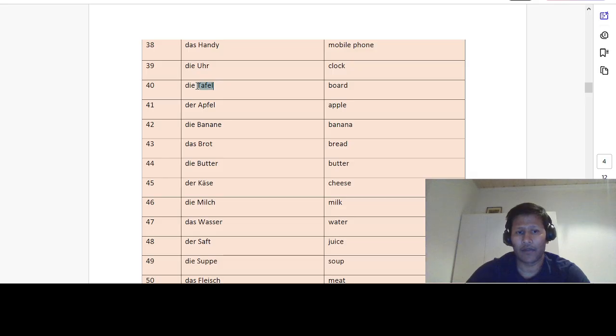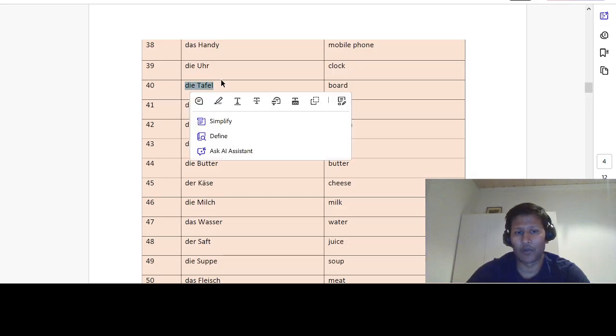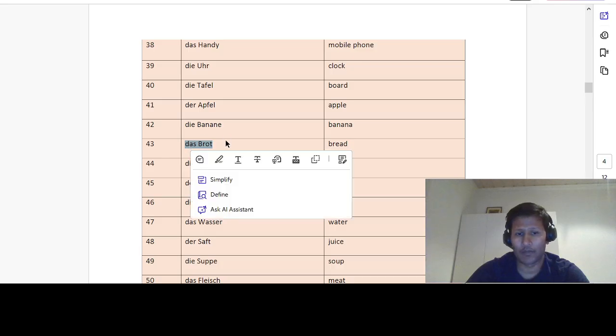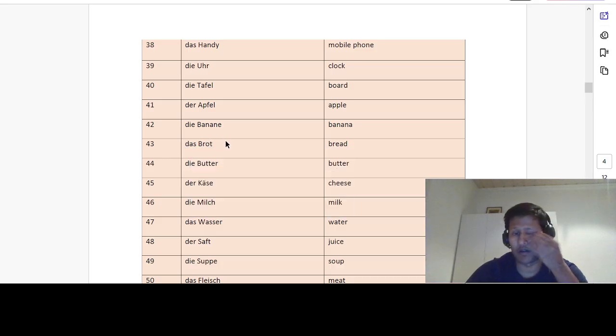And then we have die Tafel, board, where the teachers write, right? And then we have der Apfel, the apple. Apple is masculine in German, you see, der Apfel. And then die Banane, that is banana. And then das Brot, that is bread, neutral. And then die Butter, butter.